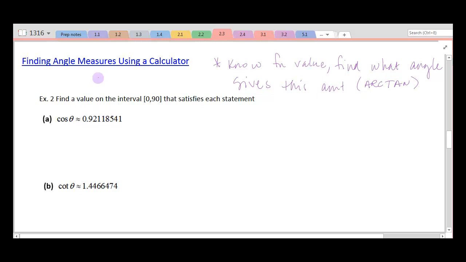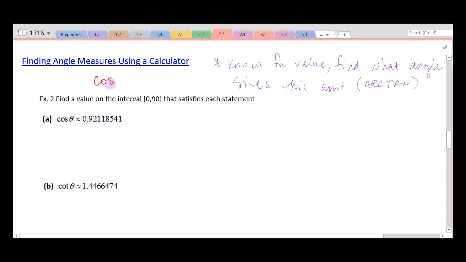So this time, going back to our idea, if I want to know what angle gives me, when I take the cosine of that angle, 1/2. So the cosine of what equals 1/2? That's the scenario that we're looking at in this particular video. Hopefully you remember that the cosine of 60 gives me 1/2. And so that's kind of what we're doing.